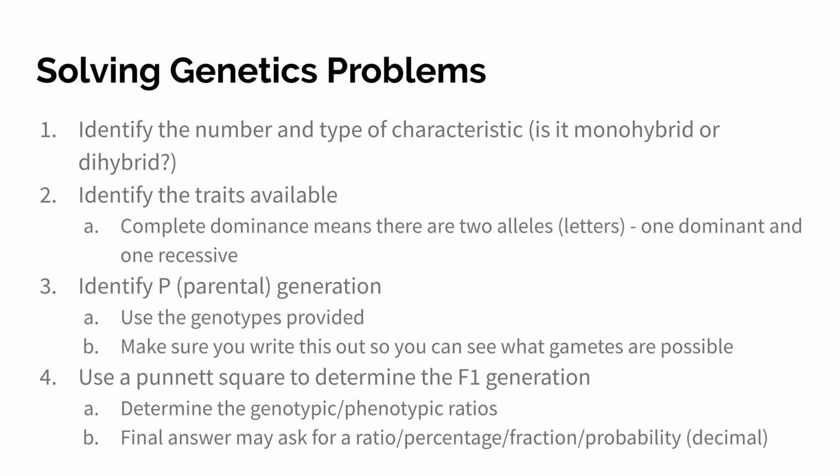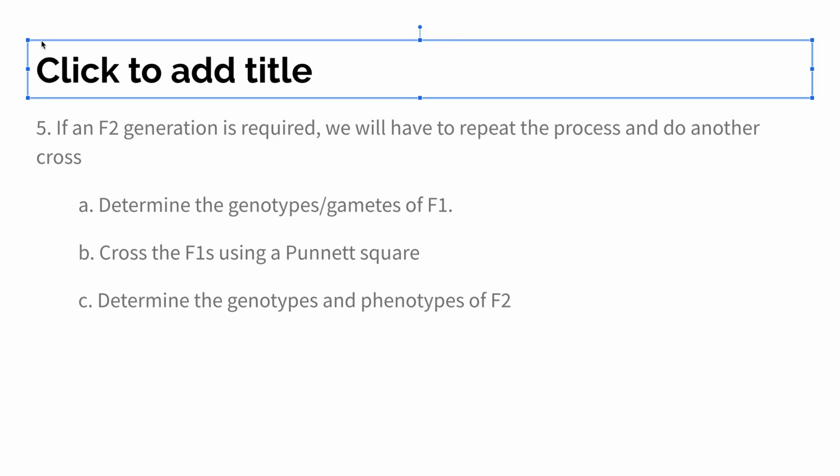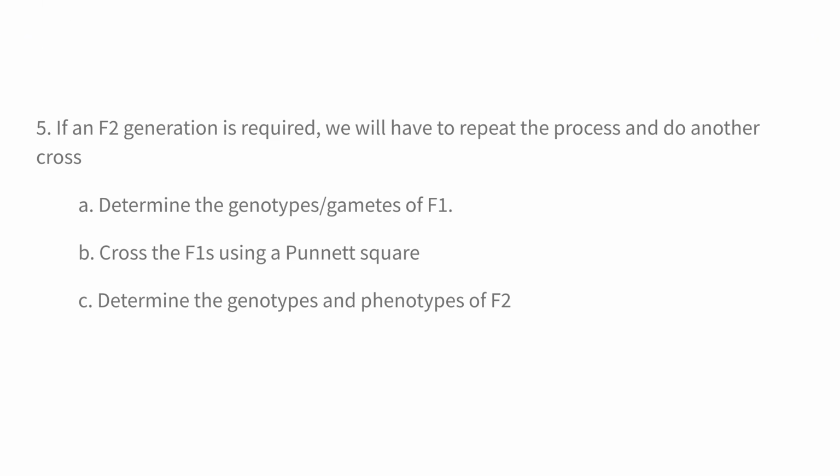Now, in some questions, one generation will not be enough. We're going to have an F2 generation as well. So if the F2 generation is required, we're going to have to figure out what the parents in F1 are. Likely this means that everyone in F1 is going to be the same. And we're going to have to do a second cross of F1s using a Punnett square to figure out what their genotypes and phenotypes are.